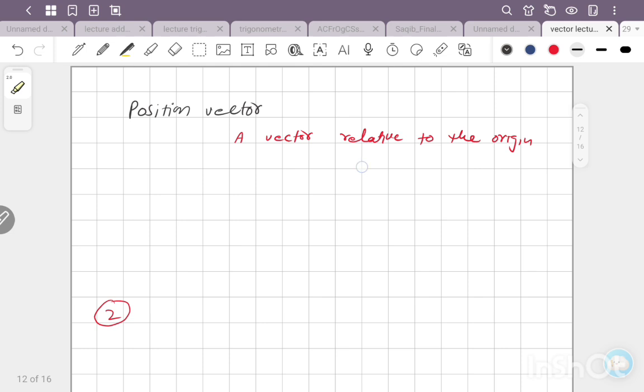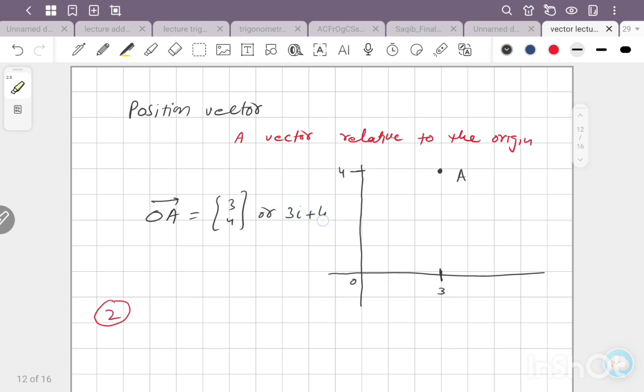Let's suppose here is the x-axis and here is the y-axis. This is the origin. 1, 2, 3, 4. We write it here: 4, 1, 2, 3. There is 3, so this vector lies here at A. So its position vector, we can write it OA is equal to (3, 4). X-axis is 3 and y-axis is 4, or we can write it as 3i plus 4j.